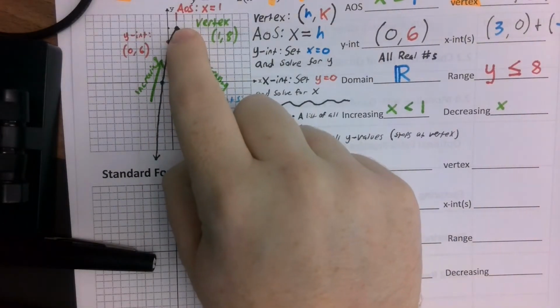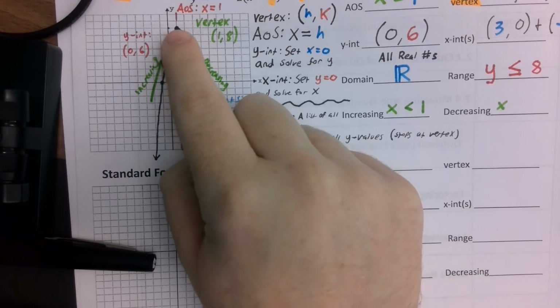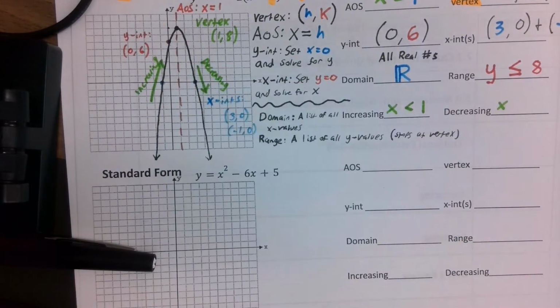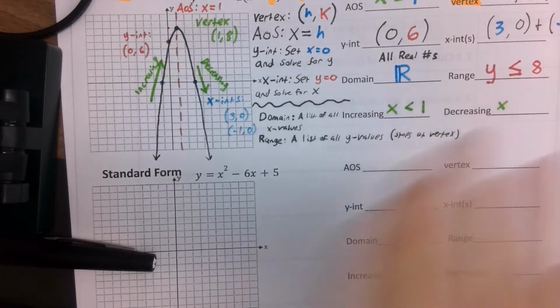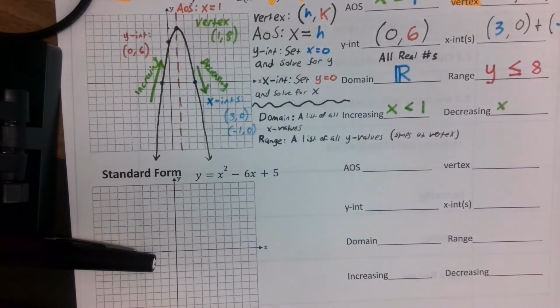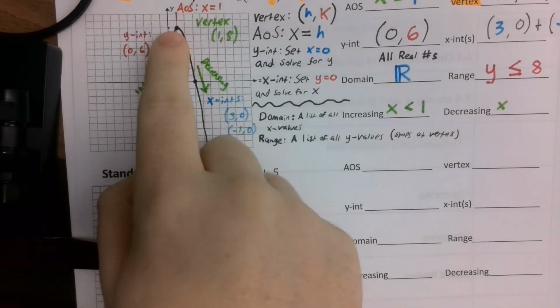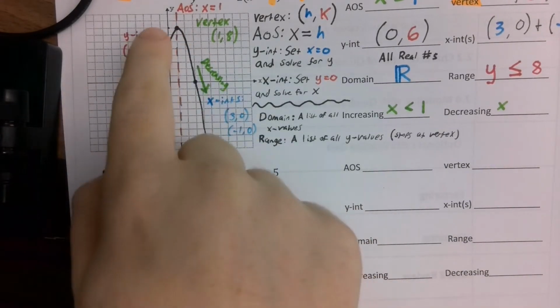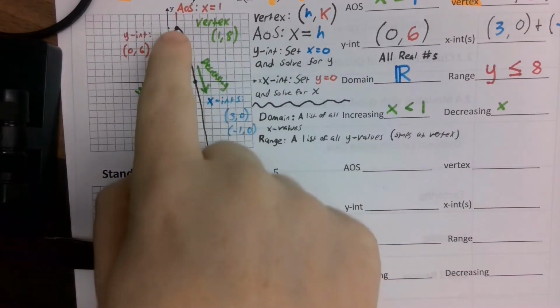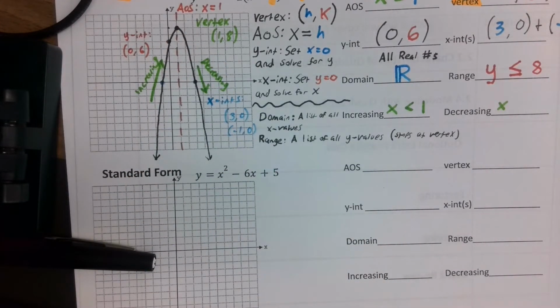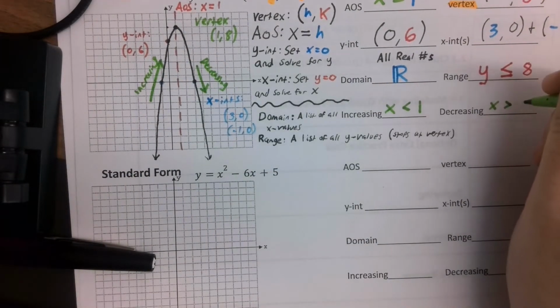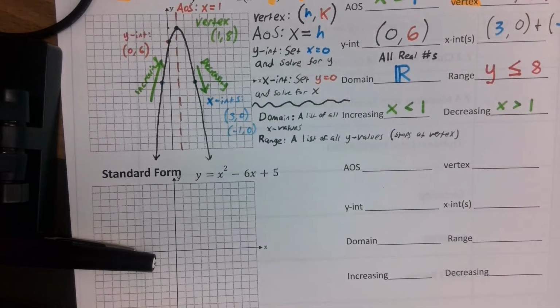What's happening at 1? Well, nothing's happening at 1. That's just the top of the roller coaster. It's where our ride stops. So we wouldn't say that x is less than or equal to 1. We just say that x is less than 1 is when it's increasing. And it's decreasing afterwards. It's decreasing everywhere after x equals 1. So we say it's decreasing when x is greater than 1.